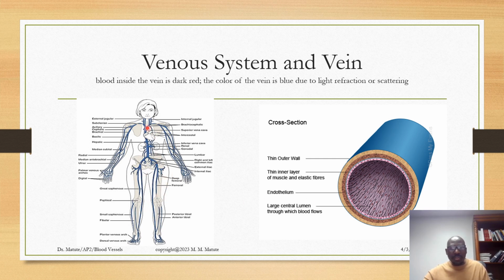The responsibility of this system is to take oxygen-poor blood and waste materials from all parts of the body above and below the heart, and return that blood to the heart so that the heart can pump that oxygen-poor blood to the lungs, where gaseous exchange takes place.